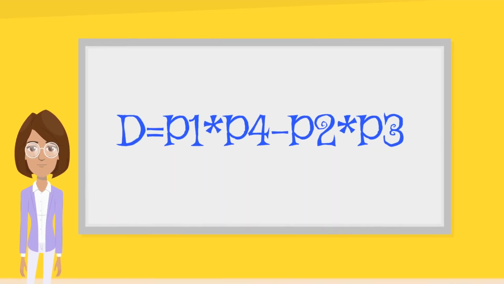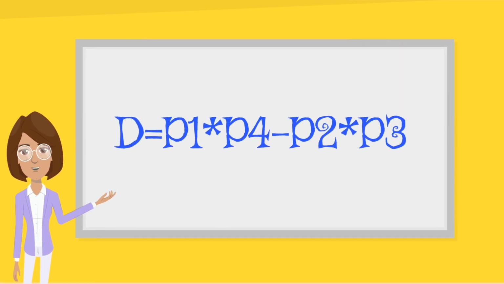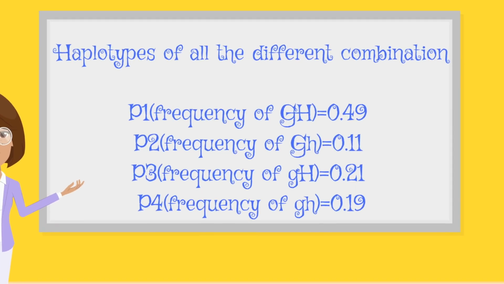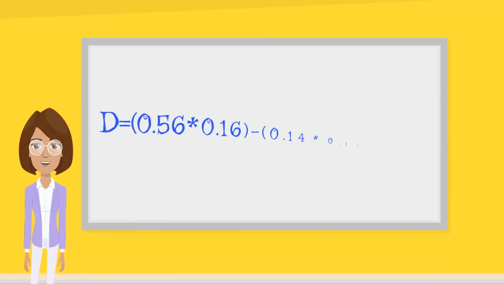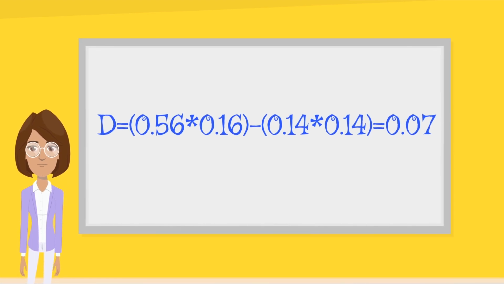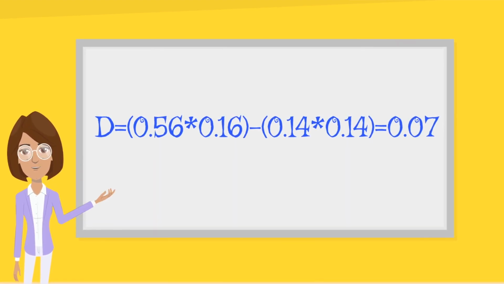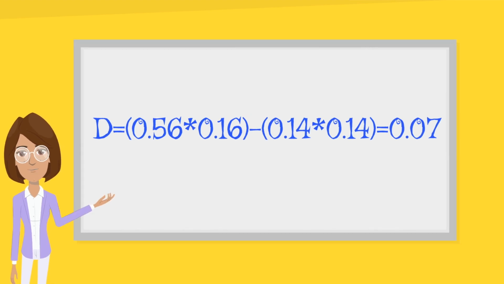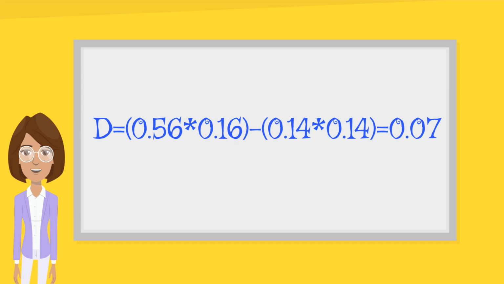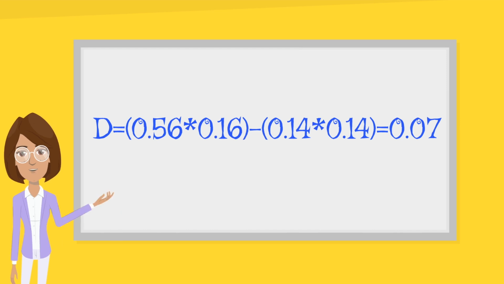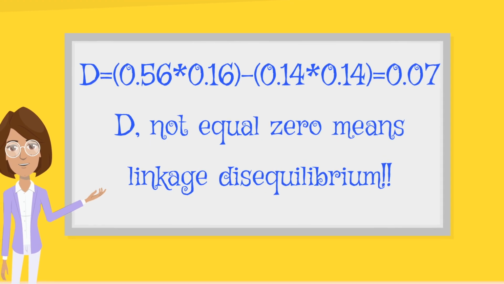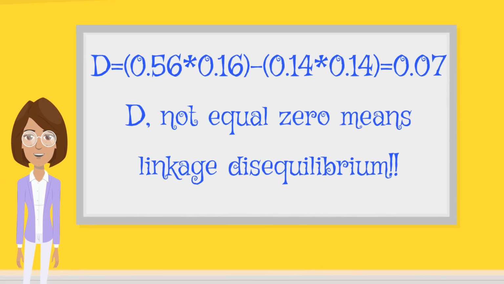The formula for linkage disequilibrium is D equals product of P1 and P4 minus product of P2 and P3. Plugging in the values, we find that D equals 0.07, indicating that there is linkage disequilibrium. This means that alleles big G and big H, and similarly little g and little h, are found together more often than would be expected if the loci were inherited randomly based on the allele frequencies in a particular population. In other words, there is a non-random association between these alleles, indicating some level of genetic linkage between the loci.